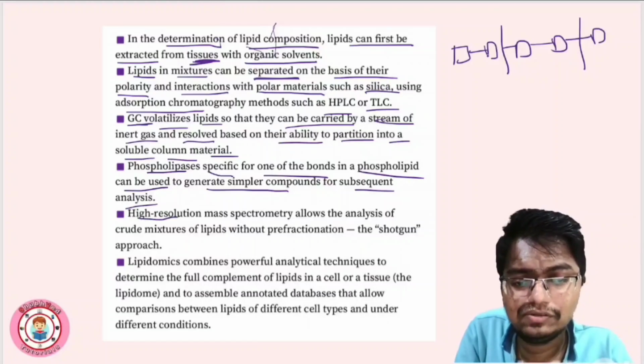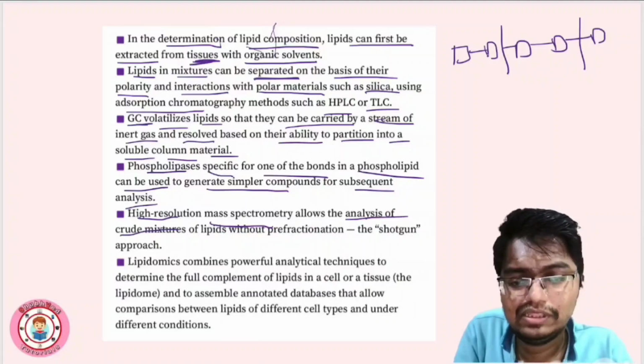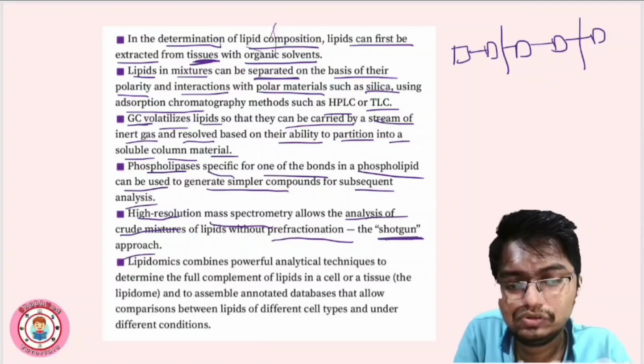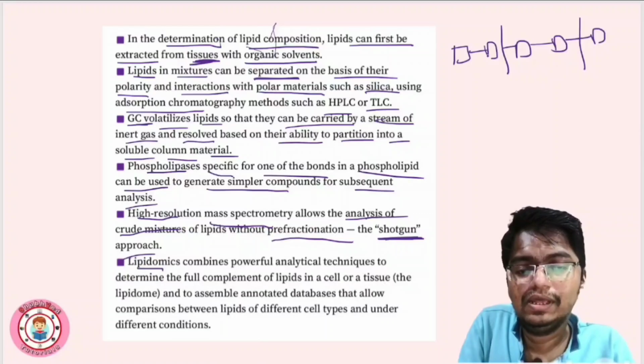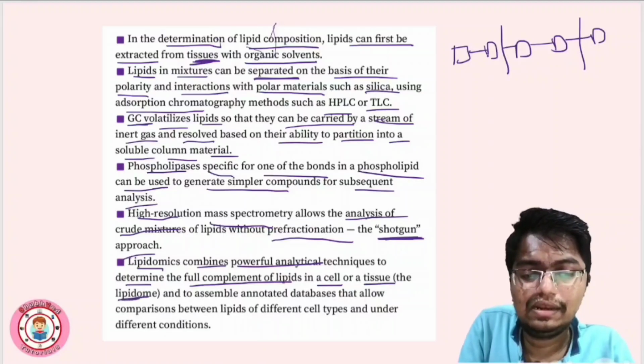हाई रिजोल्यूशन मास स्पेक्ट्रोमेट्री अलाउ एनालिसिस ऑफ क्रूड मिक्सचर्स. क्रूड मिक्सचर्स का एनालिसिस पॉसिबल है विदाउट फ्रैक्शनेशन. दिस इज कॉल्ड शॉटगन अप्रोच. शॉटगन अप्रोच. लिपिडोमिक्स combine powerful analytical techniques to determine the full complement of lipids in a cell or tissue, right? मतलब एक सेल में टोटल लिपिड कंटेंट डिटरमाइन करने के लिए लिपिडोमिक्स यूज कर सकते हैं. तो बेसिकली जो फुल कंटेंट होता है ऑफ लिपिड दैट इज कॉल्ड लिपिडोम इन अ सेल और अ टिश्यू.